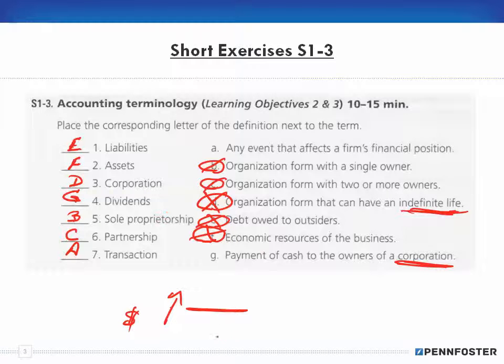So one of the ways that they keep investors in the business is by giving them a dividend. So it's a cash payment to the owners of a corporation. And then, of course, a transaction is any event that affects a firm's financial position, meaning anything that happens in a business, whether you buy something, someone buys something off you, or you create a variety of other things. Those are transactions, and they're just events that happen in a business.